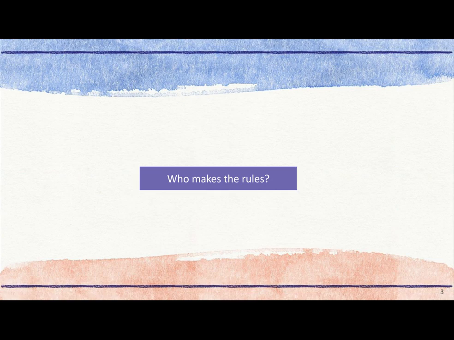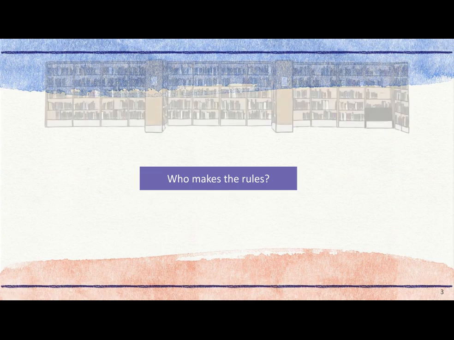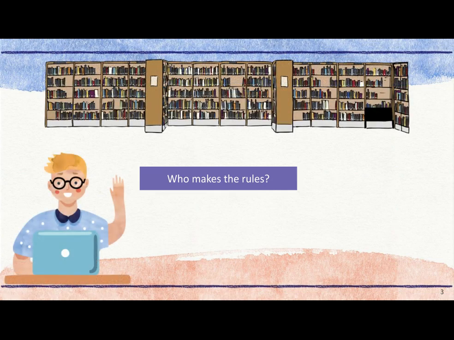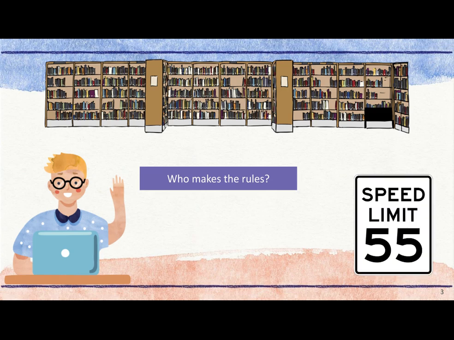It seems like everywhere you go, there are rules. At the library, we have to be quiet. At school, you need to raise your hand. On the roads, you can only drive so fast. Have you ever thought about where all these rules come from? Or who decides which people get to make the rules for everyone else?